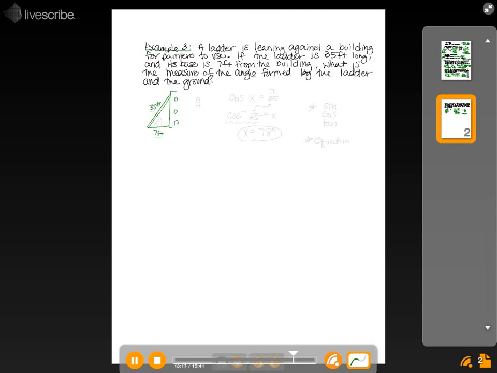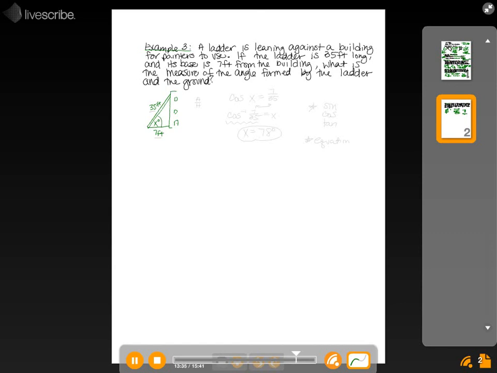Now I know this isn't quite drawn to scale. That 7 feet should be a lot smaller. And that is not something I'll be checking on, whether it's drawn to scale or not. I'm checking to see if you've got everything in the same place labeled correctly. And we are looking for the angle formed by the ground and the ladder. So there's where our angle is.